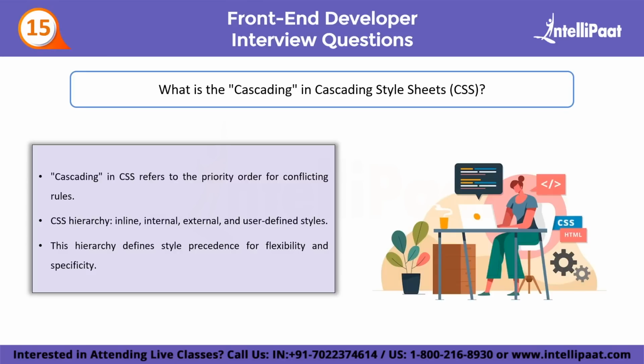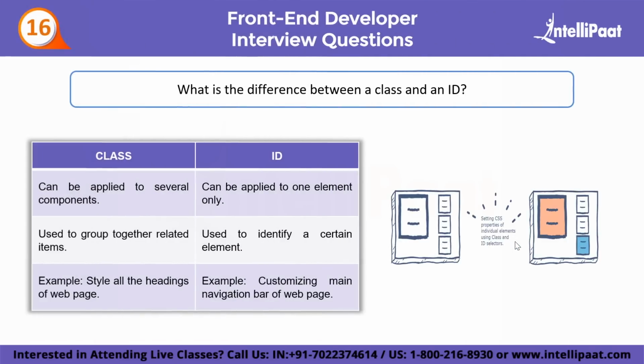Styles with higher specificity, determined by the selectors like IDs, classes, and elements, override styles with lower specificity. If styles have the same specificity, the order in which they appear in the document will matter. Styles defined later in the document override the styles which are defined previously. By understanding this cascading order, web developers can control how styles are applied to elements, ensuring the desired appearance of their web pages. Now our next question is, what is the difference between a class and an ID?